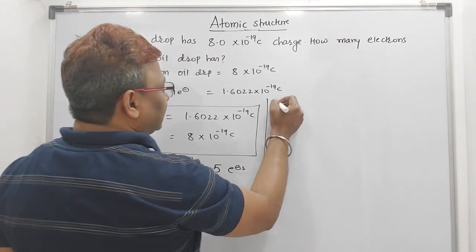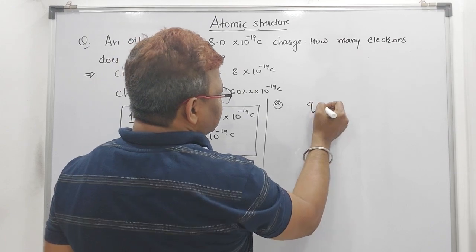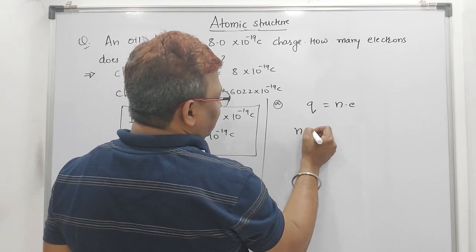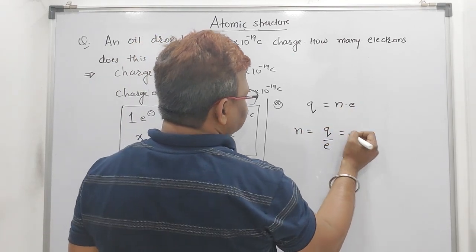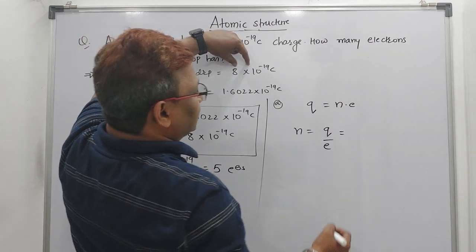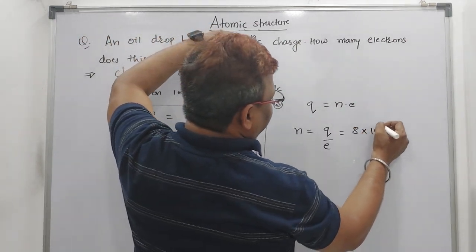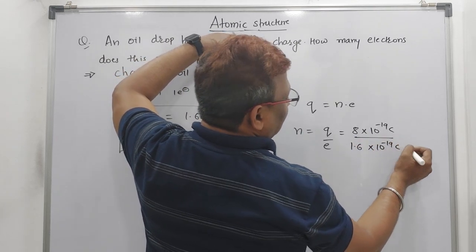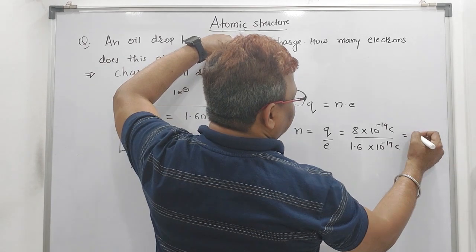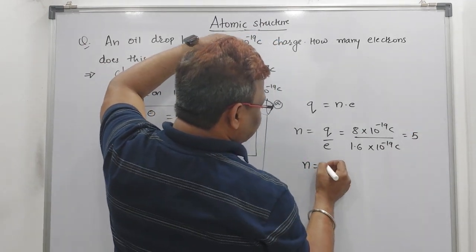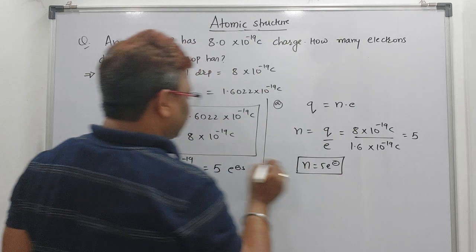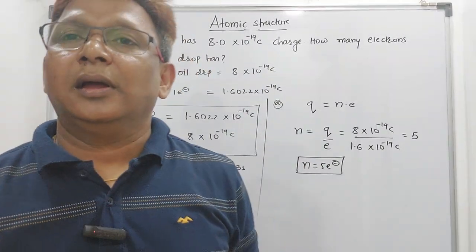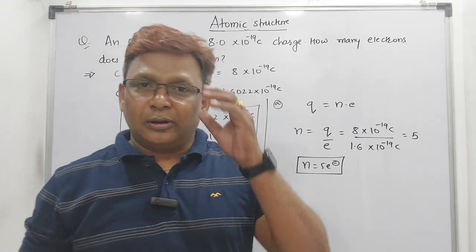Or we can say one more method is there directly. Charge Q is equal to n times the charge of one electron, where n is the number of electrons, so n is Q by e. Q is the total charge, 8 × 10^-19, divided by the charge of 1 electron, 1.6022 × 10^-19. By solving, I am getting 5. So the number of electrons is 5. You can go with this method. Is it clear? This completes the discovery of the electron part.